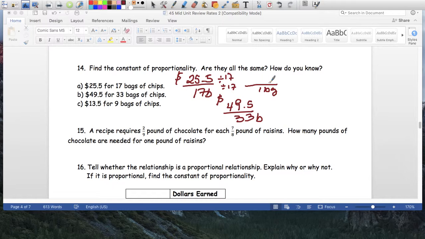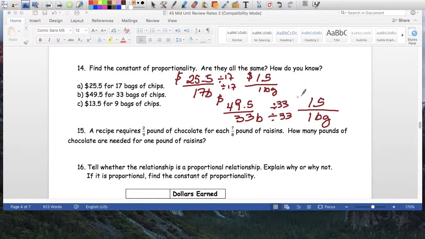So, here's my kit. Eso va abajo. 1 pound of raisins. So, let's do this. Chocolate. 7/8 of raisins. Right? Pero I want to make this 1 pound of raisin. So, con 1 pound of raisin, I'm going to multiply this by 8/7.